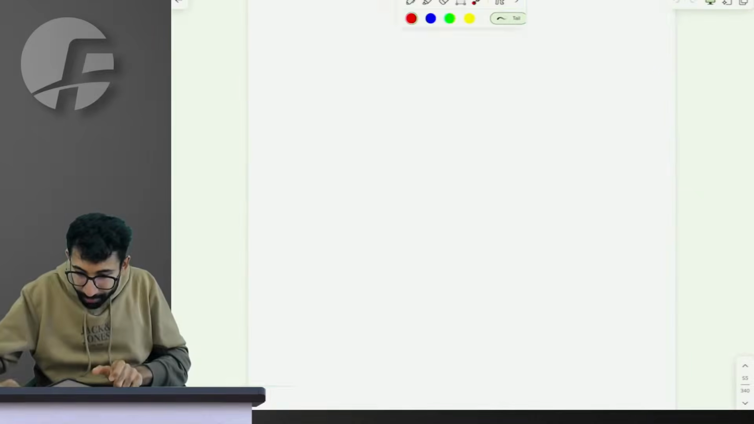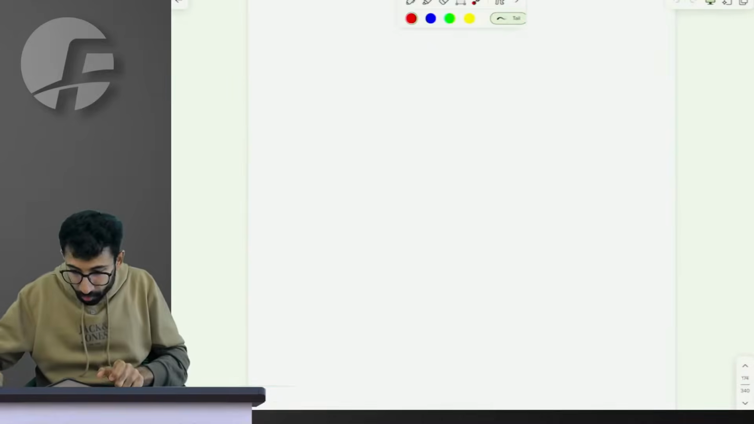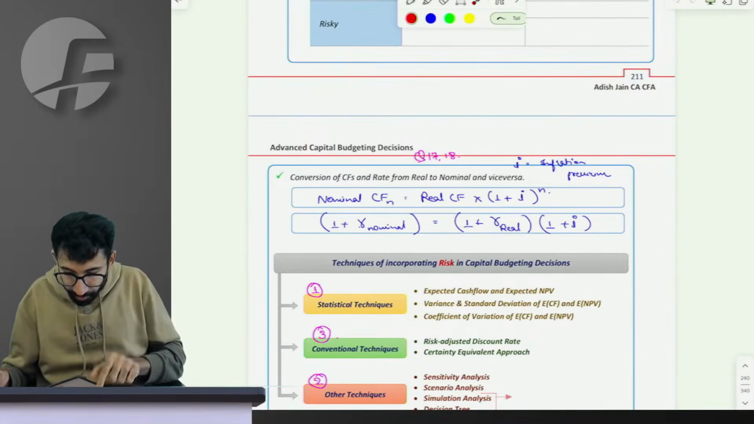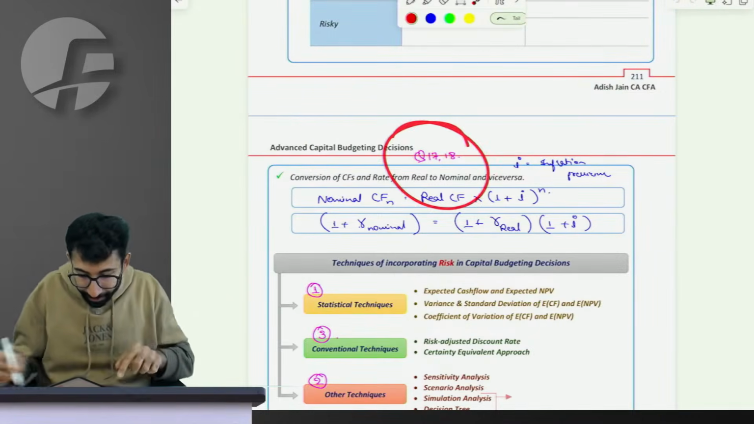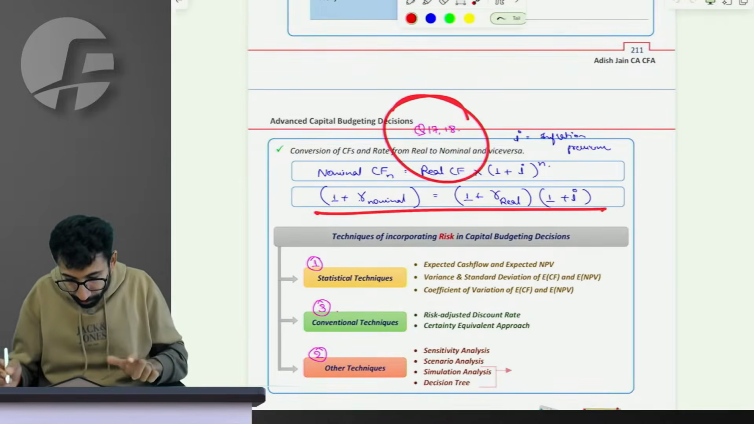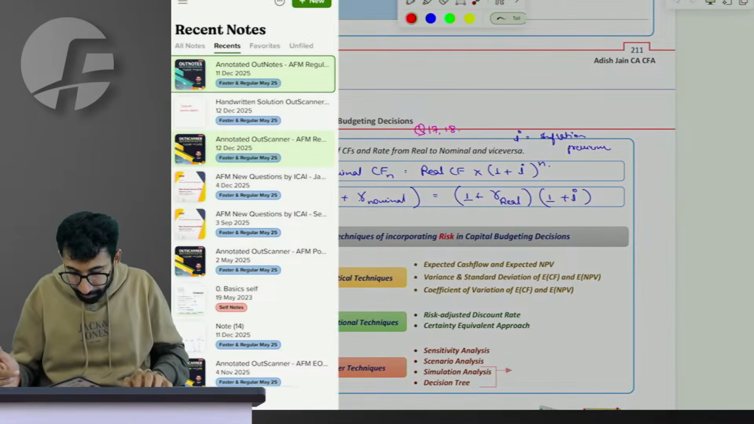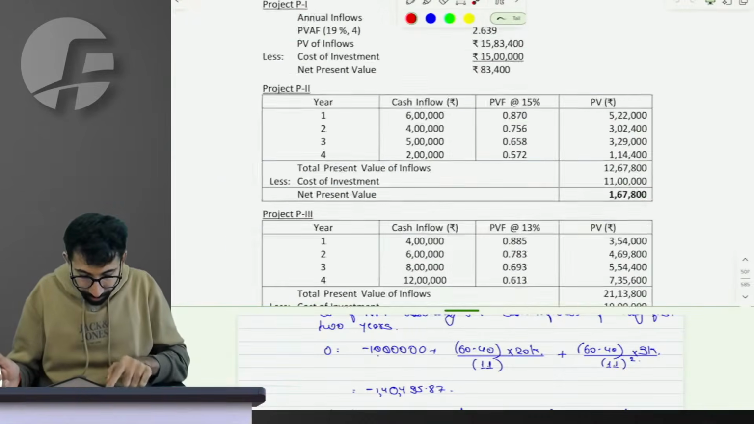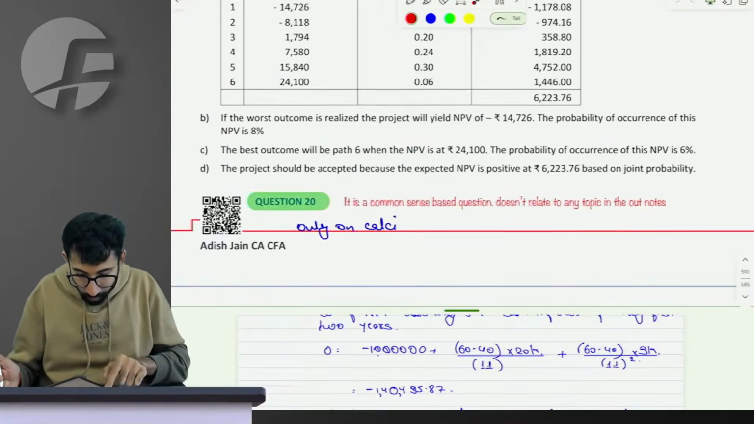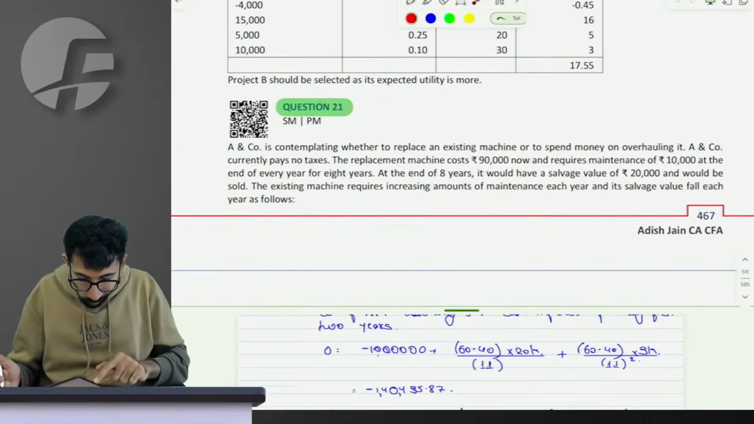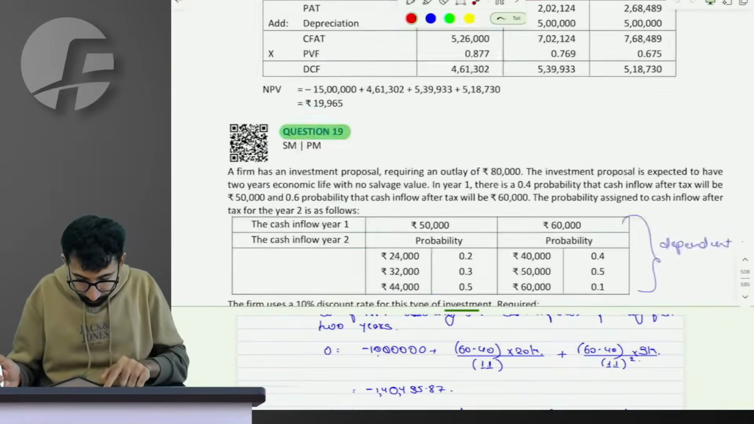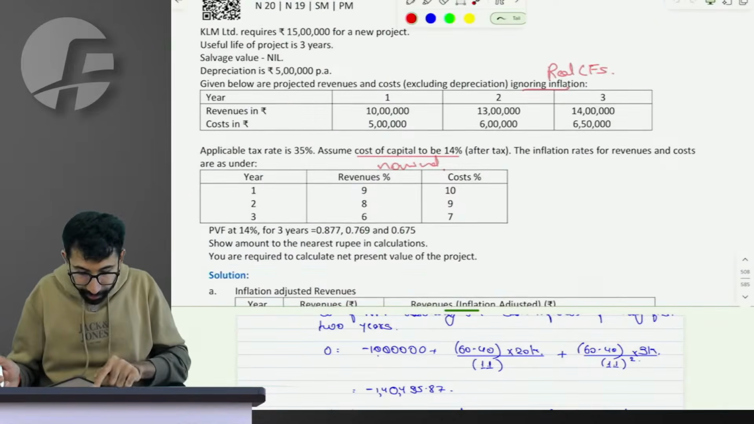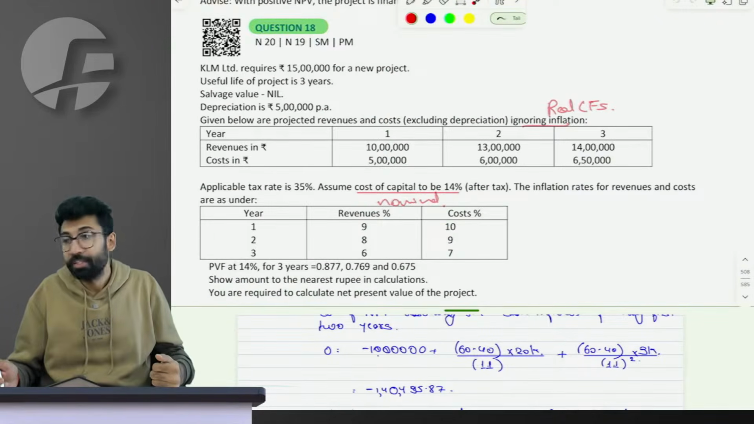So based on which there are some practical questions, let's solve them. Question number 17 and 18 are actually the questions which belong to this category. Let's solve the 18th question, which is relatively a more advanced question in the class.